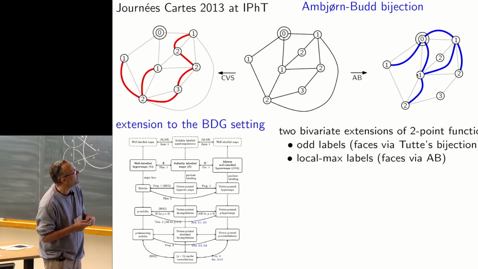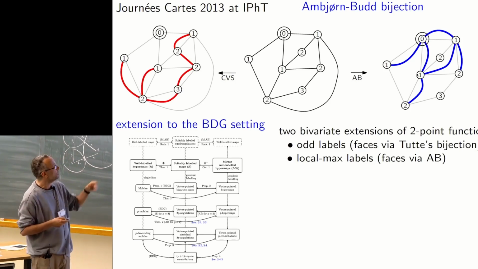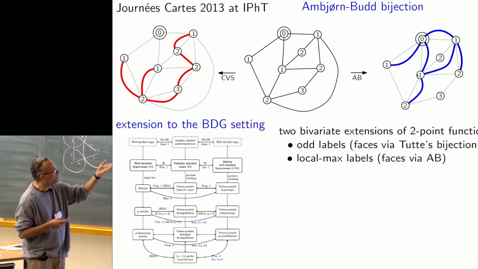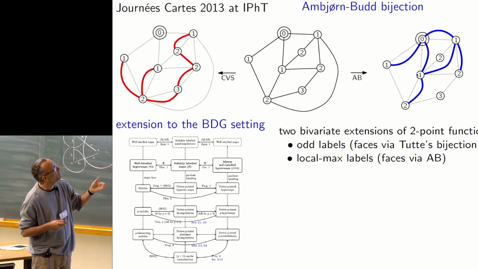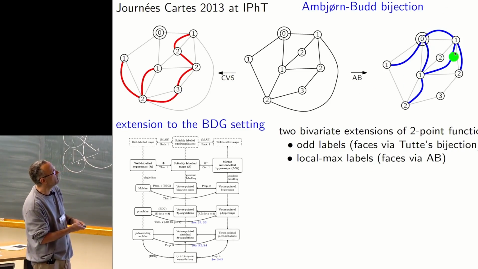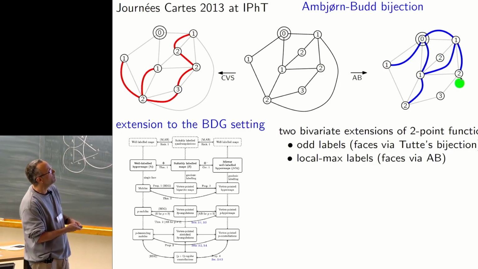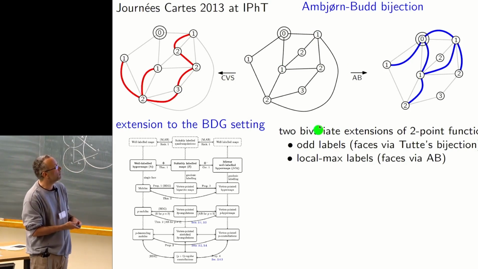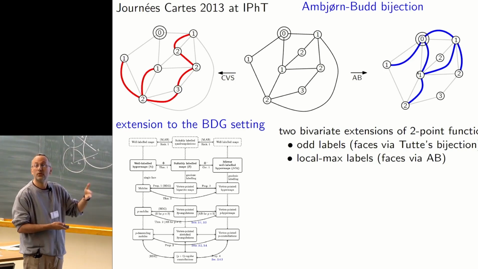And we looked at bivariate extensions of the two-point function. The bijection essentially gives that the two-point function of quadrangulations is the same as the one of maps. And then in the ambient bud paper, there was a nice bivariate extension of the two-point function where the second parameter is the number of local maxima, which is the number of faces of the maps. And with Emmanuel, we also looked at another bivariate extension where we look at the number of odd label vertices. So this gives the number of faces of the map, but via Tutte's bijection.